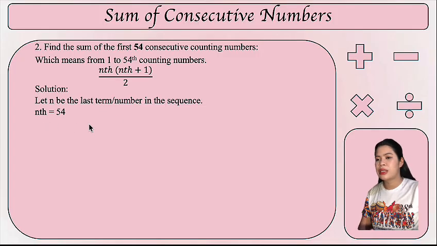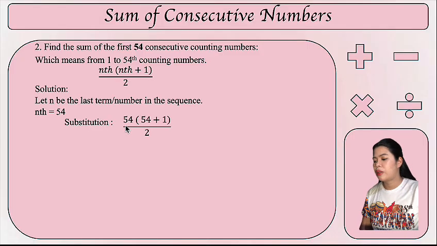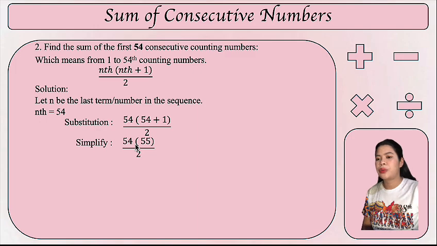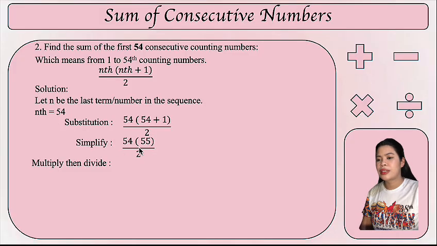So the first step is we are going to be substituting 54 to the value of n. So we are getting 54 multiplied by 54 plus 1, divided by 2. Next step, we are going to simplify by adding 54 plus 1. So 54 plus 1 is equal to 55. Now we are getting 54 multiplied by 55 divided by 2. And we are going to multiply these two numbers right here. 54 multiplied by 55 is equal to 2,970. Now we are getting 2,970 divided by 2.